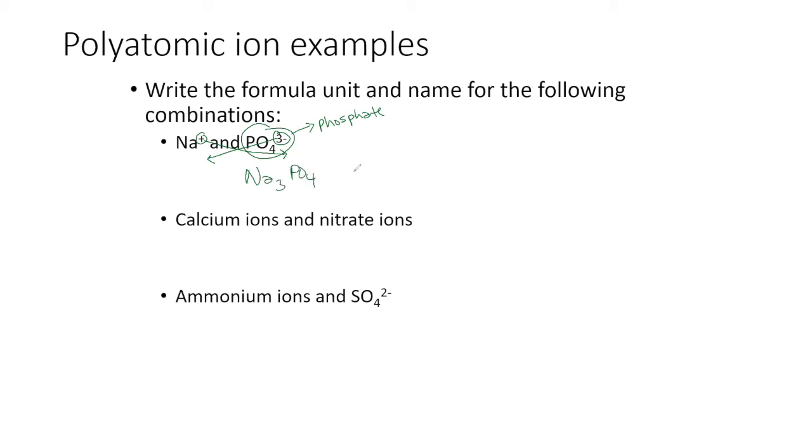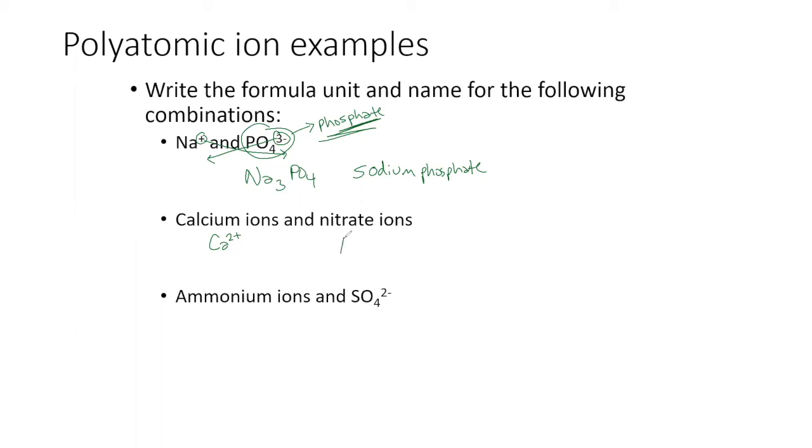And the naming rules are the same. It's just that I have to utilize the name of the polyatomic ion. So this would be sodium phosphate. All right. So next one, calcium ions and nitrate ions. Well, calcium ions, I know that they are Ca2+, and I know that because this is in group 2 of the periodic table. It's in that second group, second column of the periodic table. So it likes to form +2 ions.